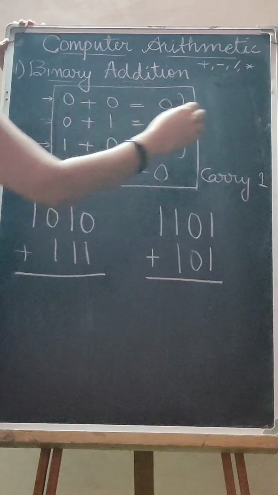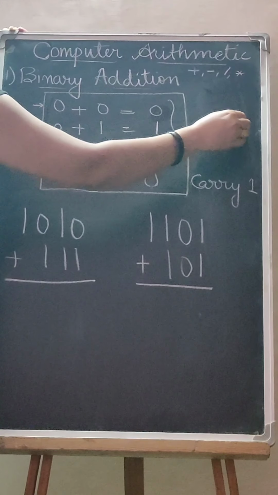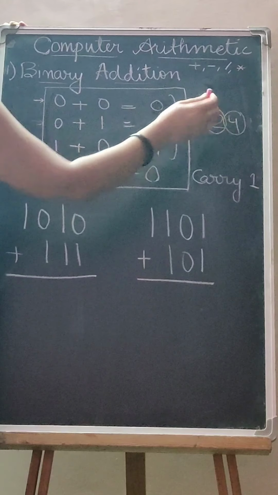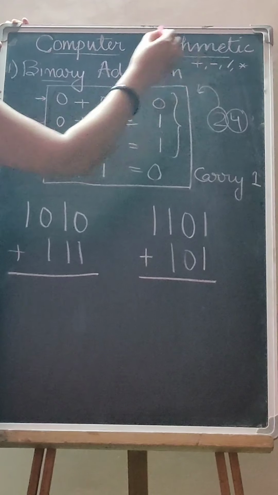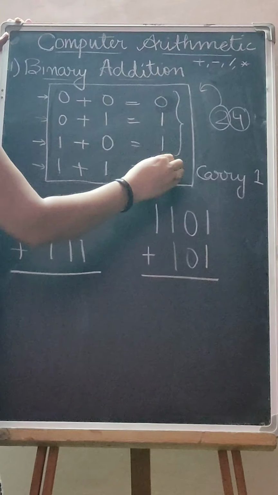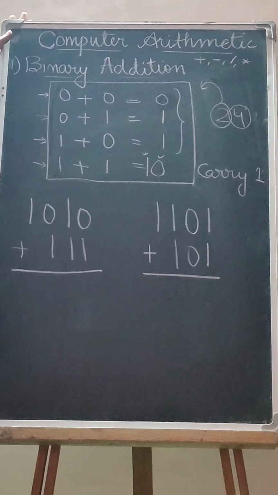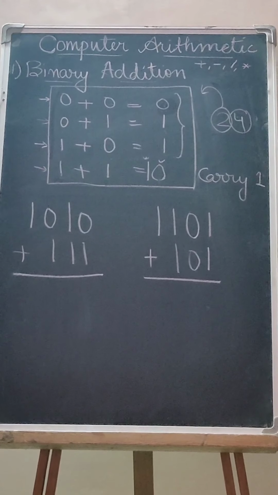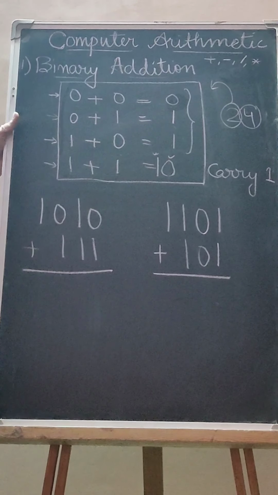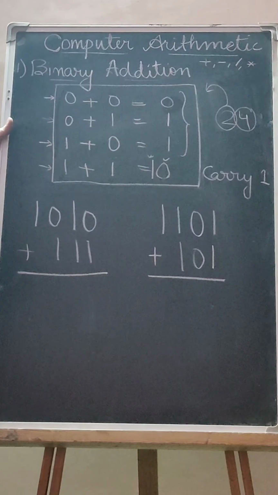Like in the decimal number system, whenever we get a result in 2 digits, the back digit is written in the addition part and the front digit is written as the carry number. So in the same way, the result is 10. This will be written in the result part and this will be carried forward to the next one. So to follow these rules, I have given two examples here. I will add these two numbers and I'll show how to do this addition.